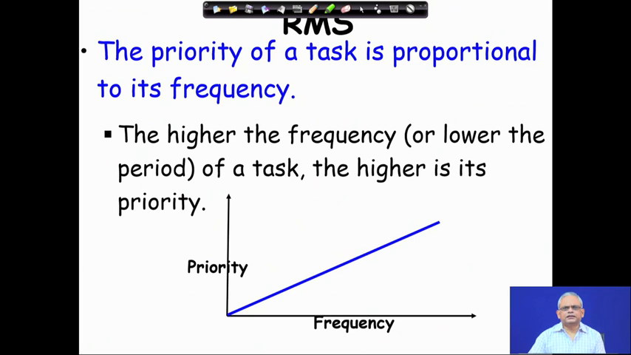The main idea in the rate monotonic scheduler is that the priority of a task is proportional to its rate of arrival. Let me repeat that.